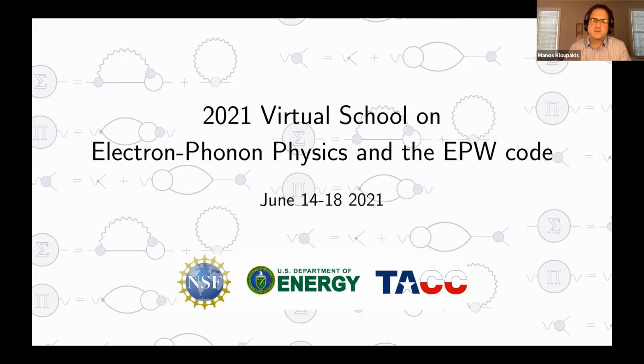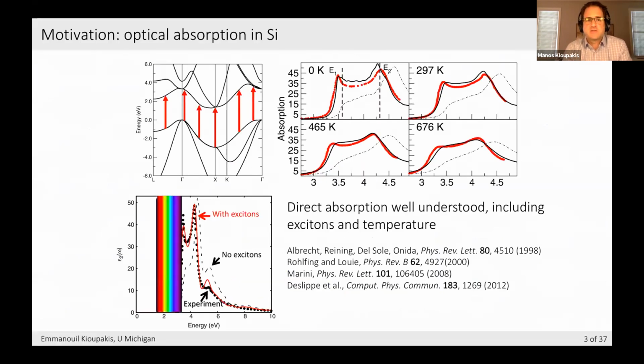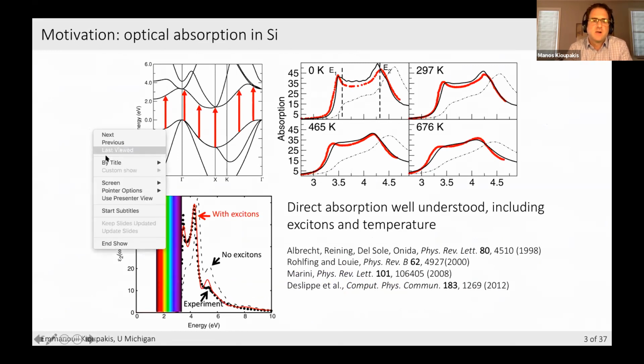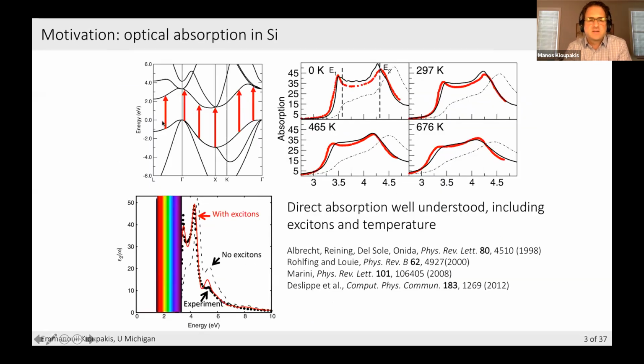I would like to tell you about the techniques we use to study phonon-assisted optical properties using EPW and the electron-phonon coupling methods. I want to start the motivation by talking about the optical properties of silicon. What you see here is the band structure of silicon, and when electrons in materials interact with photons, they get energy from the photons, but they get very little momentum, right? So electrons get excited vertically in this energy-momentum diagram.